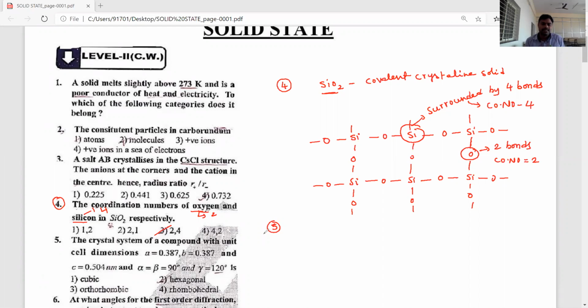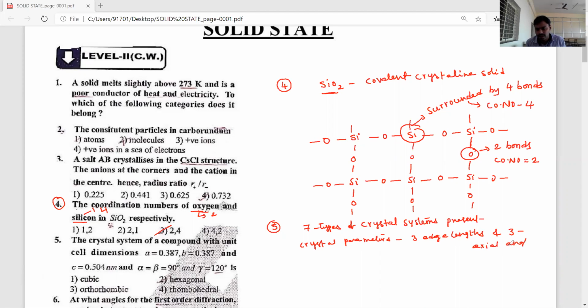Fifth question, crystal systems. There are 7 types of crystal systems and crystal parameters. Parameters that also we studied. What are the crystal parameters? 3 edge lengths and 3 axial angles. So here edge lengths and axial angles are given, and according to that they asked which type of crystal system it belongs to.